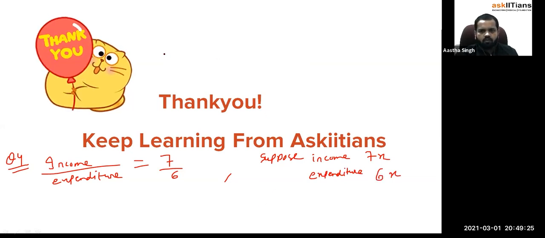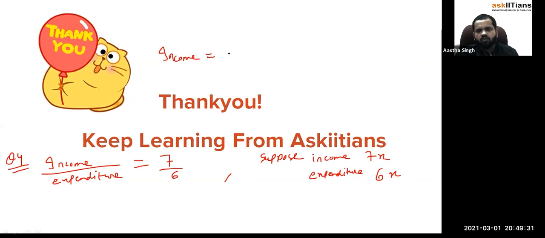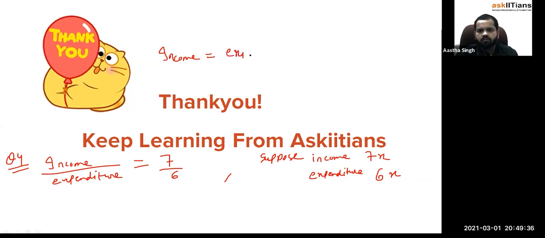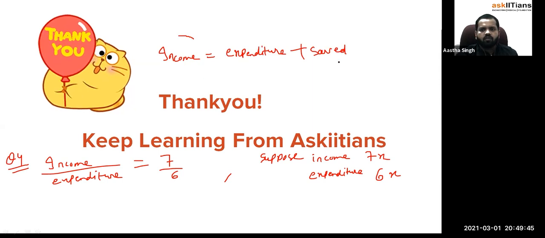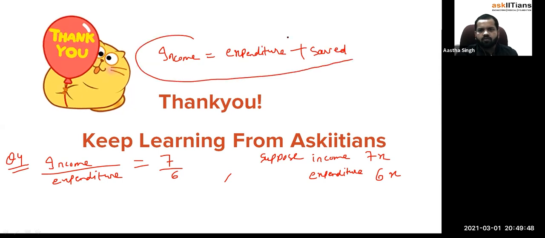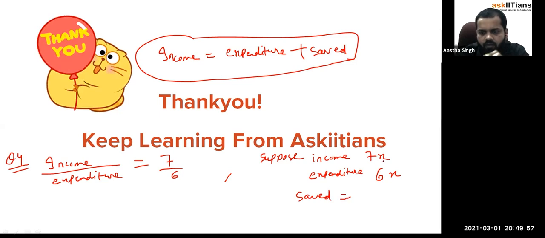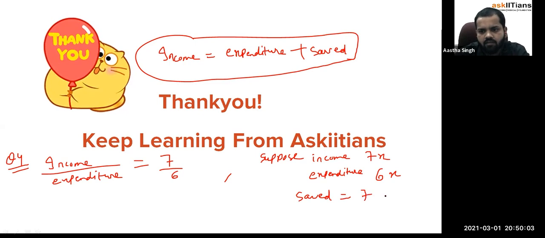I think you all know that your income is what you earn, and your income is also what you have spent plus what you have saved. Your income is the summation of expenditure, how much you have spent, and how much you have saved. So your saving will be like you have earned 7x and spent 6x. So you have saved 7x minus 6x, which is x.